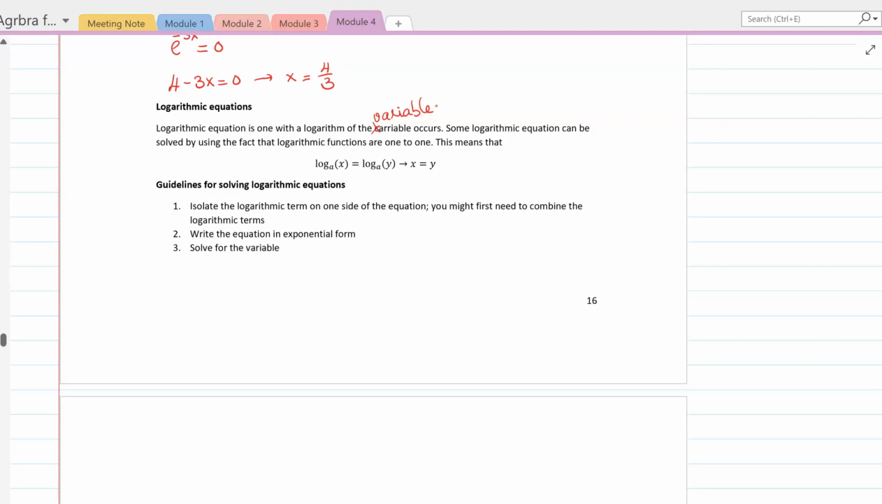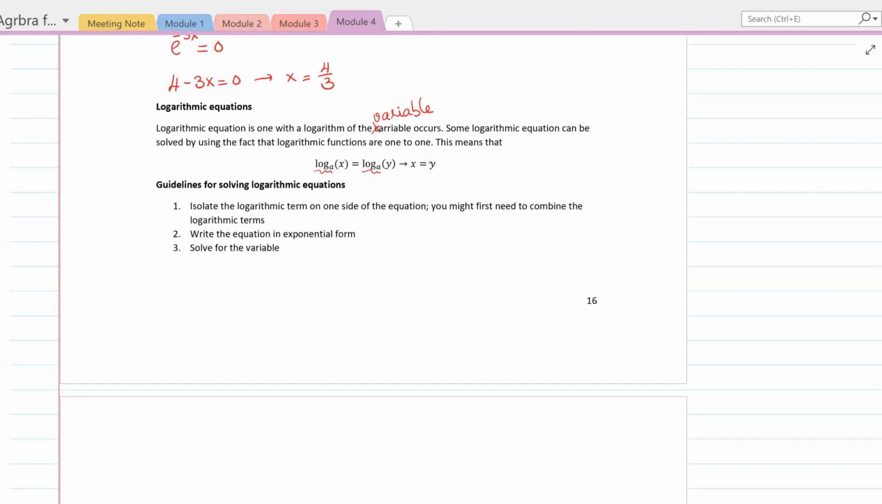Some logarithmic equations can be solved by using the fact that logarithmic functions are one-to-one. This means that if log base a of x equals log base a of y, since we have the same base, x and y then have to equal each other.